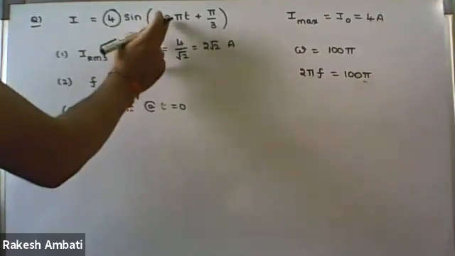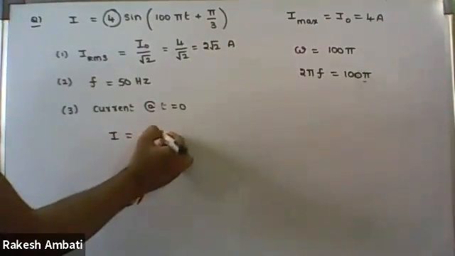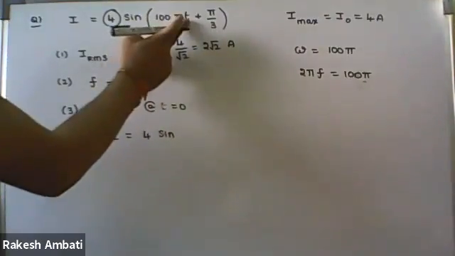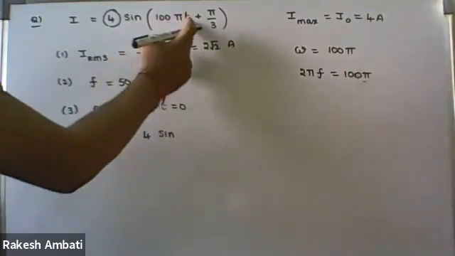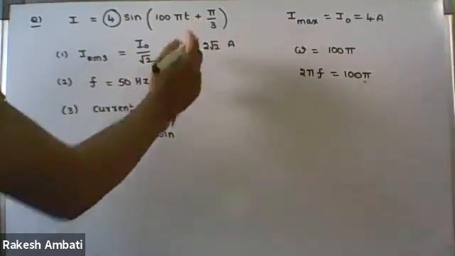Okay. Then after, we have given already the current equation, but we have to find the current at the time t equal to 0. Okay, so therefore I equal to 4 sine. We are finding current at the time t equal to 0. If t value is 0, the first term is completely 0. Now what we are left with is only sine pi by 3.